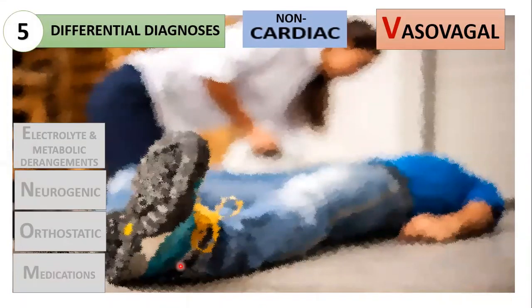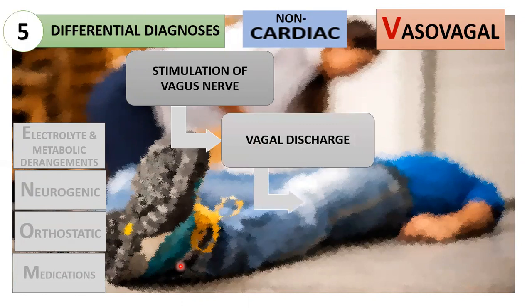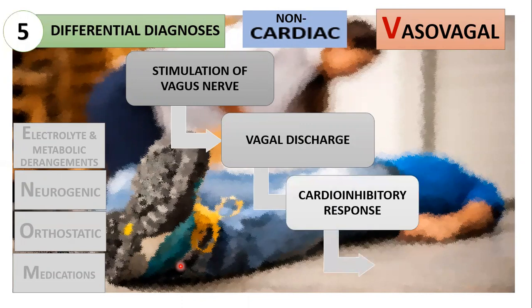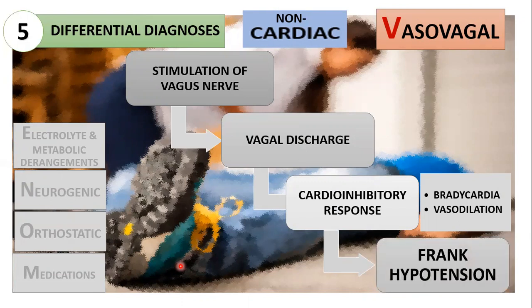Here is the pathophysiology of vasovagal syncope. It is related to the stimulation of the vagus nerve that would lead to vagal discharge, and that would result in a cardioinhibitory response, including bradycardia and vasodilation, ultimately causing frank hypotension, which would cause a decrease in cerebral blood flow and would manifest as syncope.